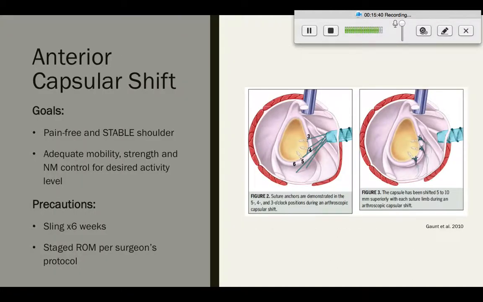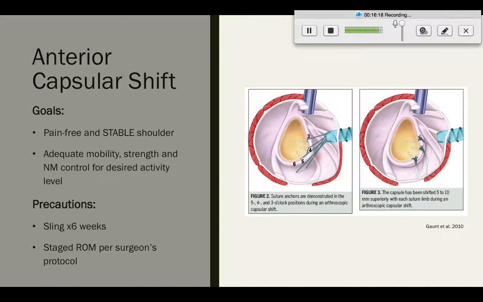So with the anterior capsular shift, the goal is to obtain a pain-free and stable shoulder. You want your patient to have adequate mobility, strength, and neuromotor control for desired activity level. In patients with anterior instability and an isolated capsular shift, the surgeon is going to tighten the capsule and the glenohumeral ligaments by placing anchors along the anterior and inferior interface of the labrum and the glenoid. They're going to pass sutures through the capsule, and then they're going to tighten the capsule towards the glenoid without disrupting the labrum.